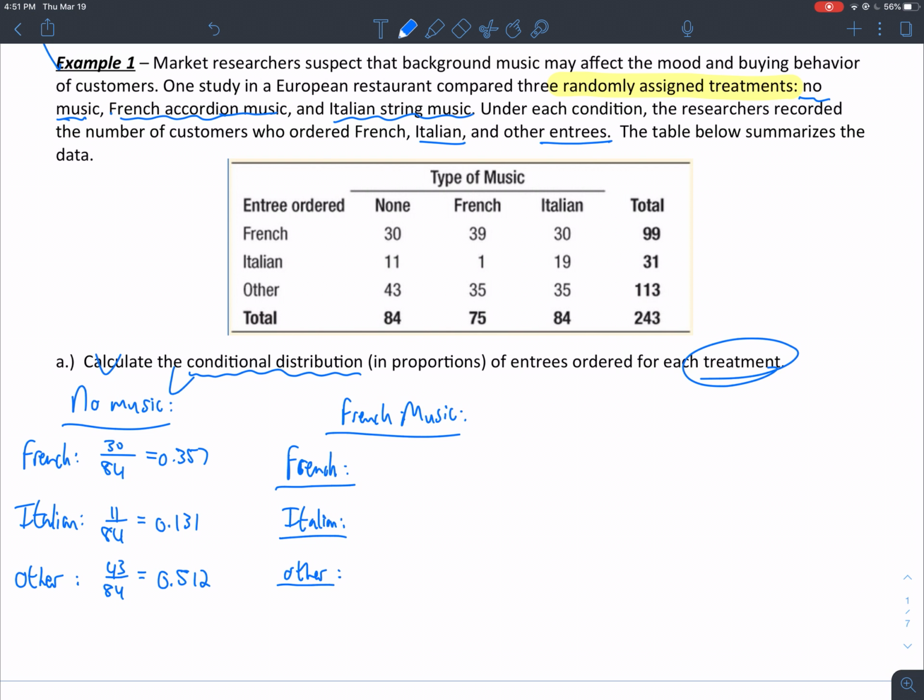At this point, it's just, again, the conditional distribution of entrees for this treatment would be 39 over 75, 1 over 75, and 35 over 75. And so when you do those, let me write one more. Okay, I'll do this, and you get 0.52. And then the other ones, if you keep doing the same thing, 1 over 75, you get 0.013, and then this one you get 0.476, and so on.